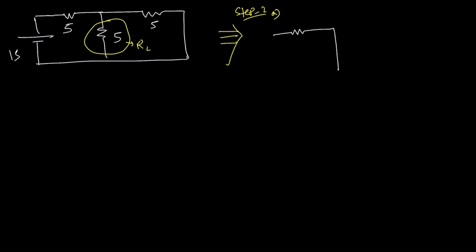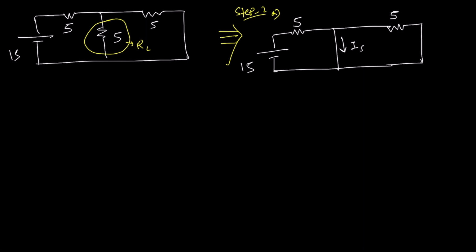This is our circuit: 15, 5, 5, 5, and this one is the RL, right? So what do we need to do? We need to remove this resistance, equivalent to step 1, step 2A. So let's remove the load resistance and short the load terminal. This is step 1. Here is 5, here is 5, and we need to find this ISC.